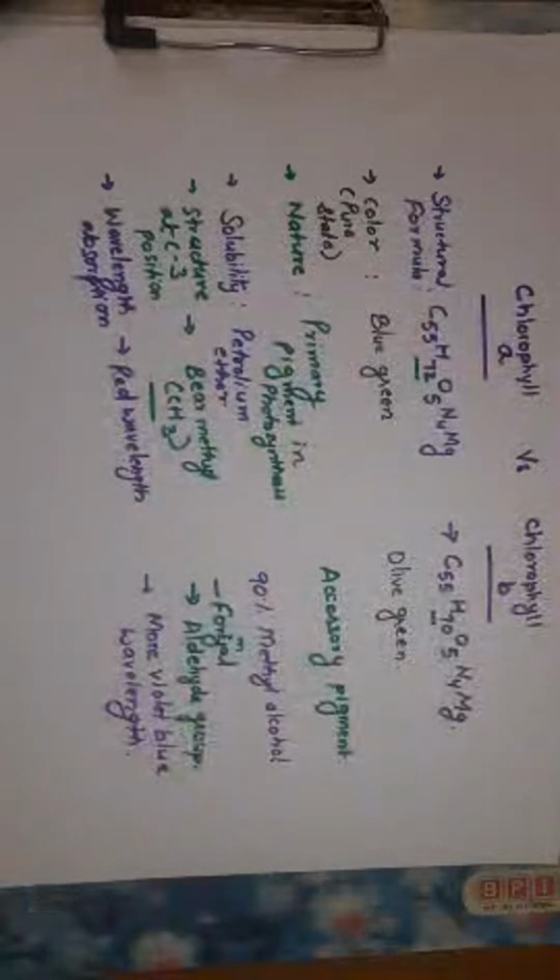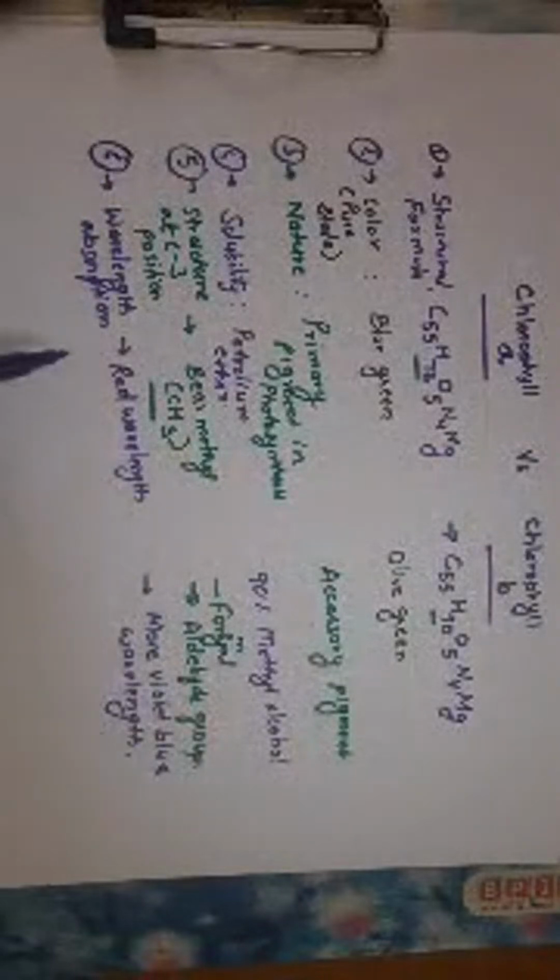So these are, students, the main differences between chlorophyll A and chlorophyll B. We tried to understand the differences in six points. First, in terms of structural formula, then the difference based on color, the third based on nature, the fourth in terms of their solubility, the fifth is the structure present at the C3 position, and the sixth is the wavelength absorption, that is which light is absorbed by chlorophyll A and chlorophyll B. So this is all in this live stream.